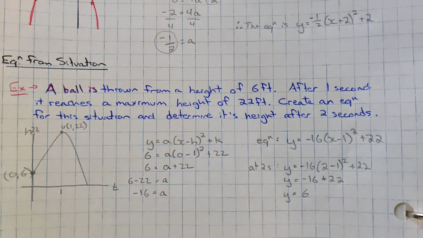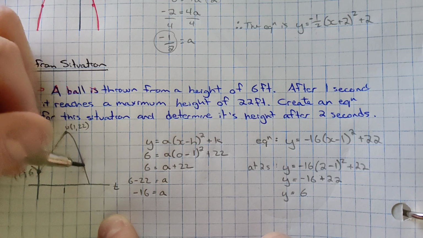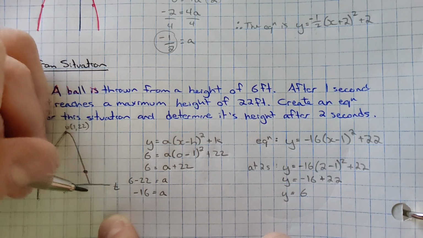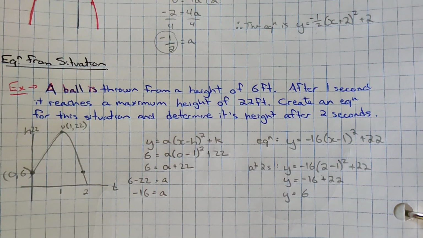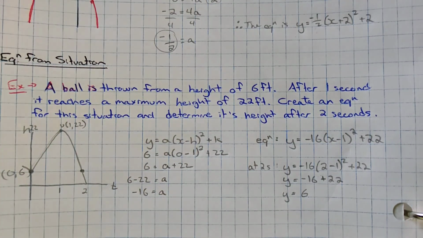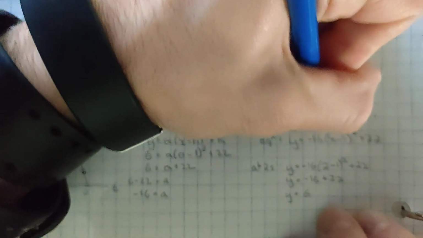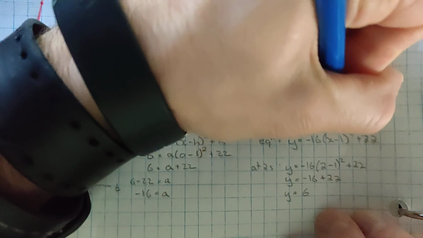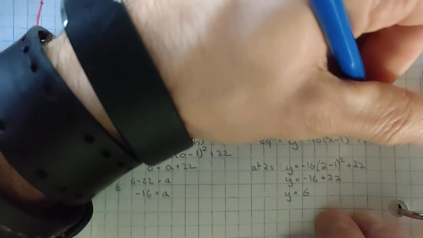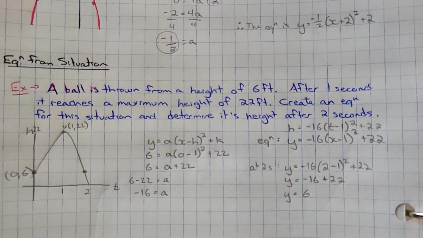Which makes sense because our graph should be symmetrical. So it took 1 second to get up, and so it should take 1 second to get back down to 6. So that's our 2-second point there. And again, my sketch here is just a sketch. It's not an accurate graph. Do note, you could rewrite this equation a little bit. Instead of x and y, you could write the equation as the height equals -16(the time minus 1) squared plus 22. That is also perfectly acceptable as an equation. In this case, it might even make a little more sense.